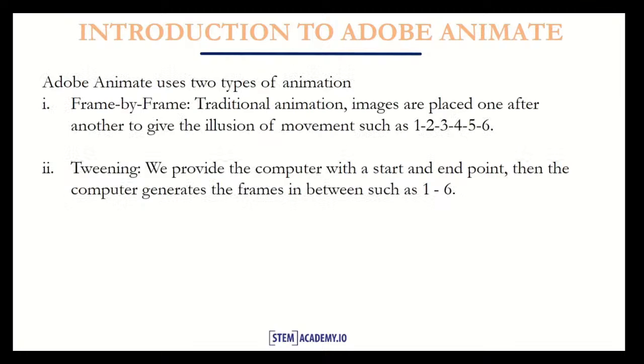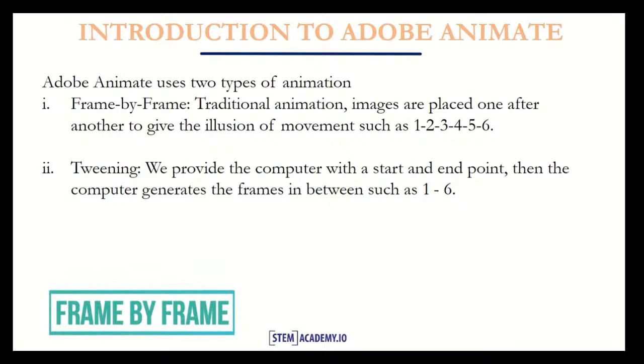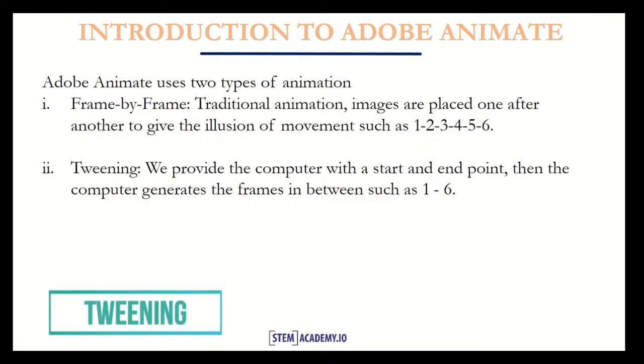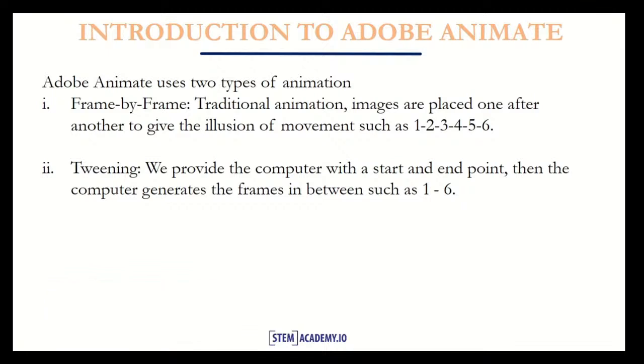Adobe Animate uses two types of animation: the frame-by-frame animation, which is a traditional animation in which images are placed one after another to give the illusion of movement, such as 1, 2, 3, 4, 5, and 6. In tweening, we provide the computer with a start and end point, then the computer generates the frames in between, such as 1 to 6.